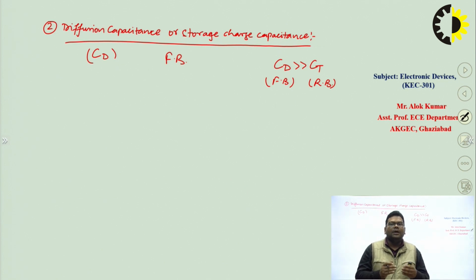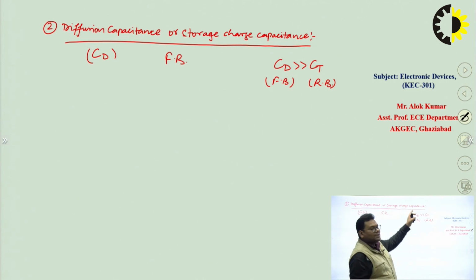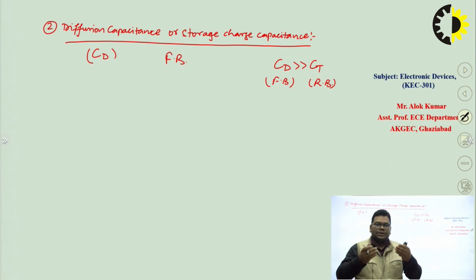They are in between the depletion region, and suddenly we change the biasing from forward bias to reverse bias. What will happen? A few majority charge carriers will be stuck in the depletion region. This condition is what we call storage charge capacitance, because the charge is stored in the depletion region. These majority charge carriers were crossing the junction in forward bias, and when we suddenly change to reverse bias, those charge carriers are stuck in the depletion region.